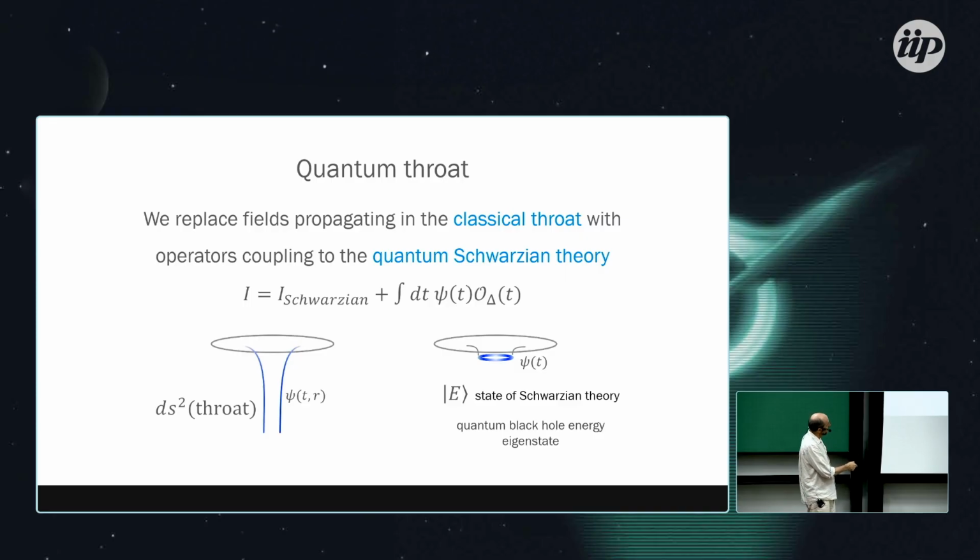So instead of fields, this photon field or scalar field propagating here, the field propagates over here, and the field there excites or interacts with the quantum Schwarzian theory. When we replace this, instead of being described by some field configuration or some geometry, the black hole is described by some state of some energy in the Schwarzian theory. And I'm going to consider that the black hole is in some energy eigenstate. That's the idea. Anything that we did with semiclassical wave propagation, now we're doing by coupling our external fields to this quantum theory at the mouth of the throat.